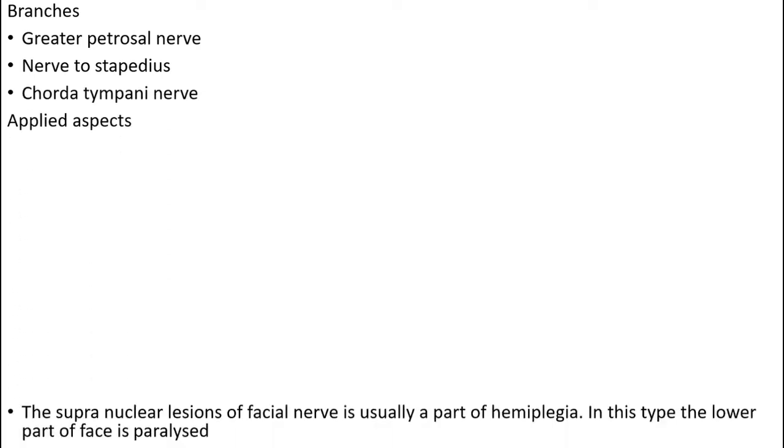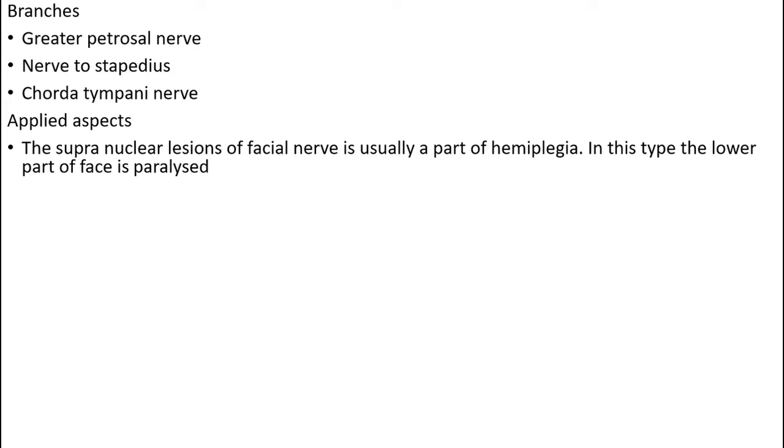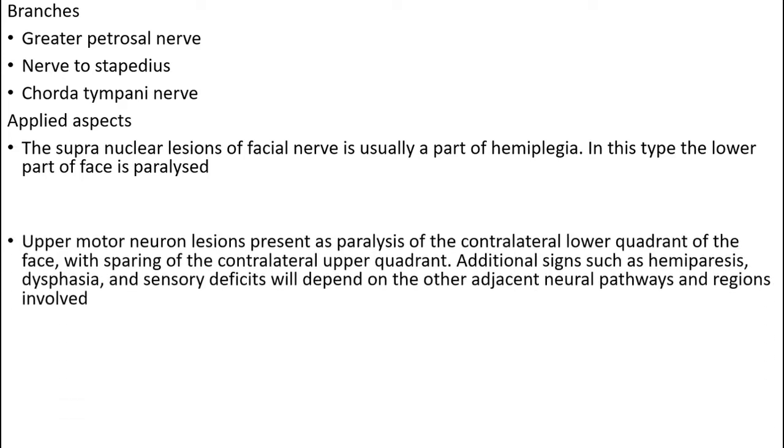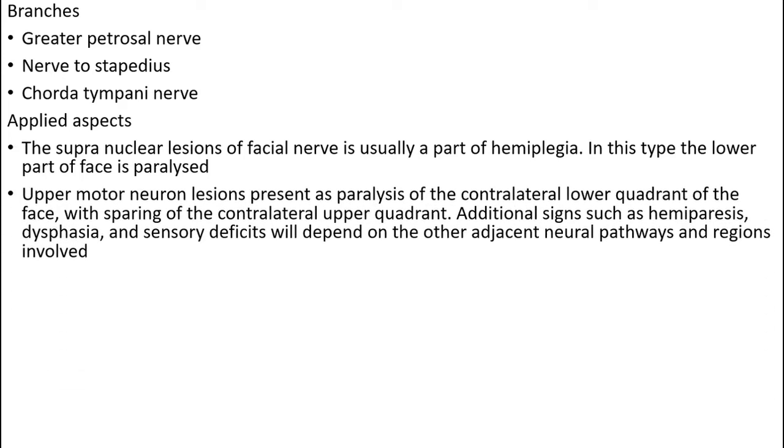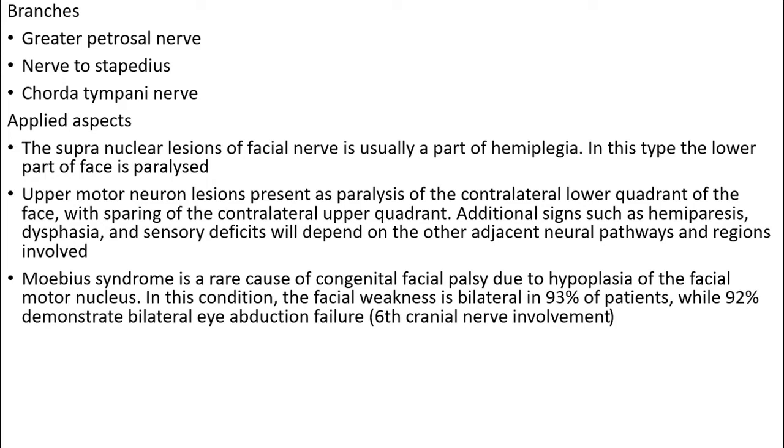Applied aspects of the facial nerve include: supranuclear lesions of the facial nerve are usually a part of hemiplegia. In this type, the lower part of the face is paralyzed. Upper motor neuron lesions present as paralysis of the contralateral lower quadrant of the face with sparing of the contralateral upper quadrant. Additional features such as hemiparesis, dysphasia, and sensory deficit depend upon other adjacent neural pathways and regions involved.